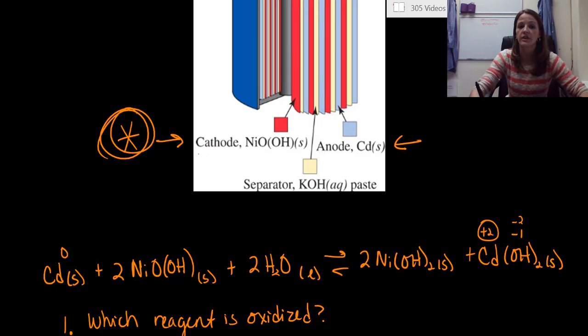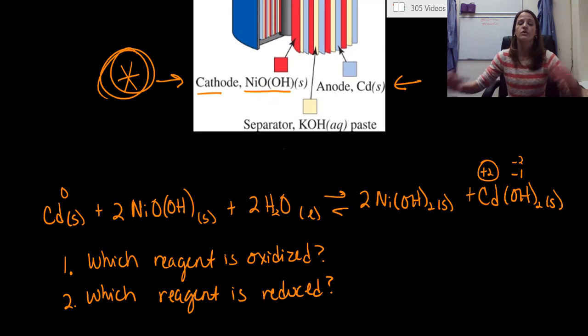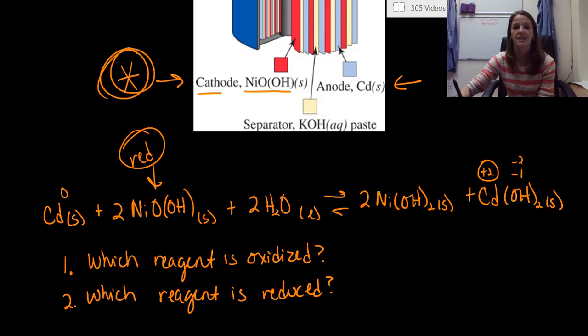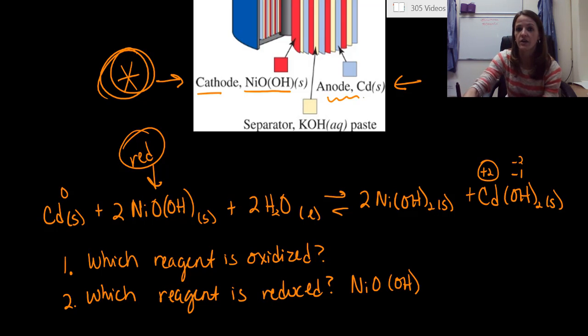All right, I told you that your cathode is NiOOH, right? So if you know that your cathode is this specific reagent, you know that it has to have a reduction reaction, which means it is definitely reduced. So if I ask you which reagent is reduced, all you have to do is determine which one is at that cathode, okay? Same thing, which reagent is oxidized? We can see in this picture right here that our anode is cadmium. The only reagent that could possibly oxidize in this specific cell has to be cadmium because it's at the anode, okay?